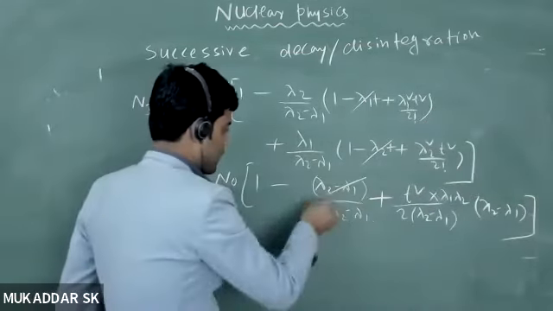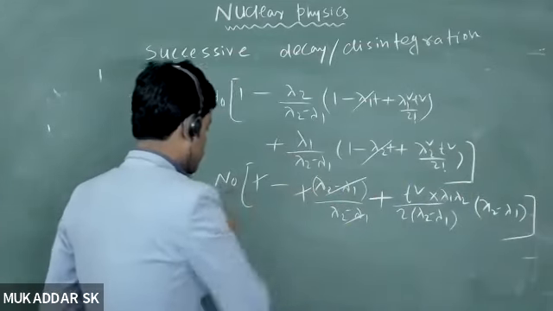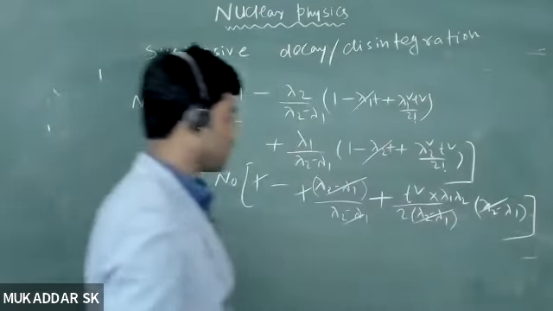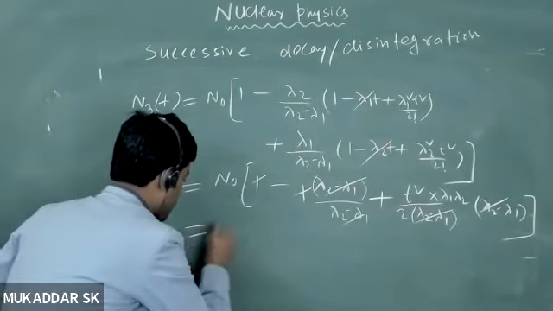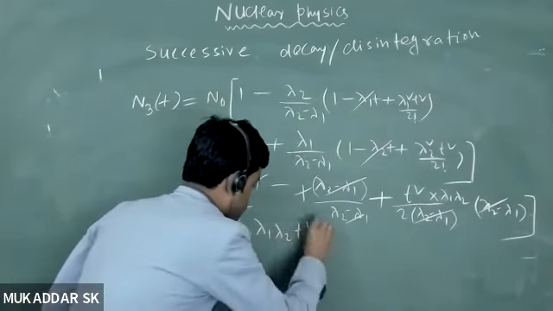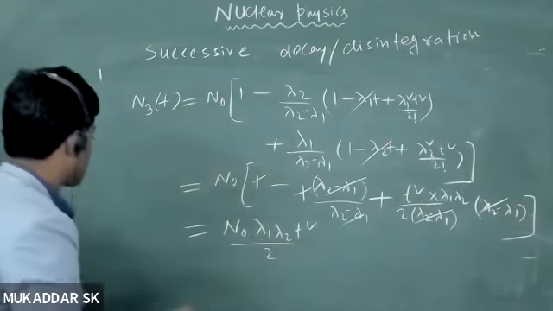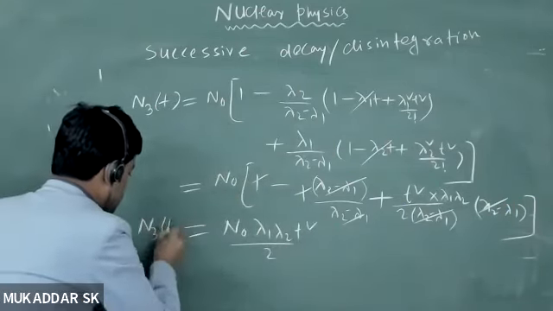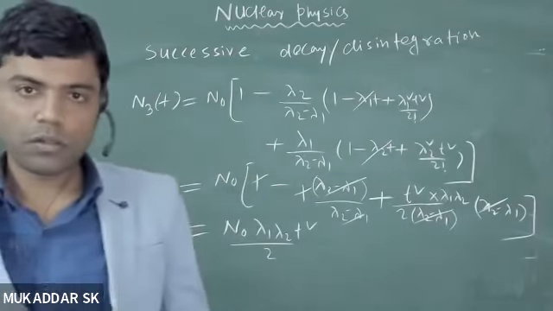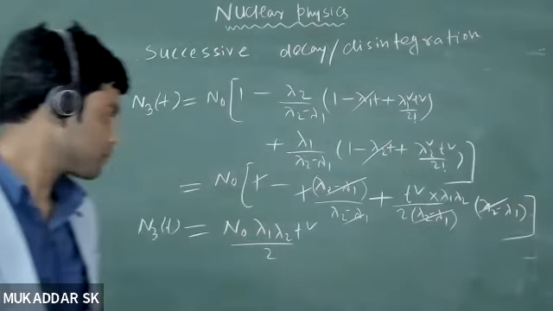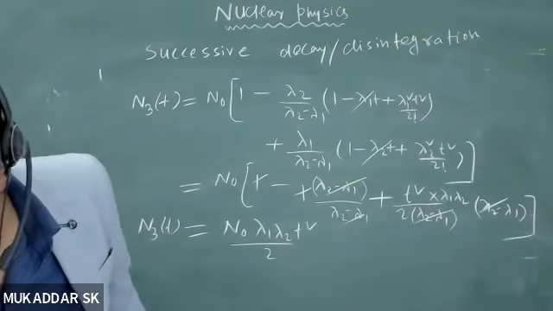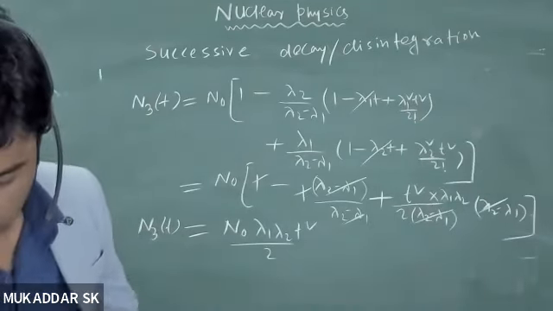So look, this will cancel, and here you get one, which will cancel with the other one, and lambda 2 minus lambda 1 will be cancelled. At the end you will have N naught lambda 1 lambda 2 t square by 2. So this will be the population of nuclei at time t when t lambda 1 and t lambda 2 are both much smaller than 1. Okay, is this clear to all? Yes, sir.